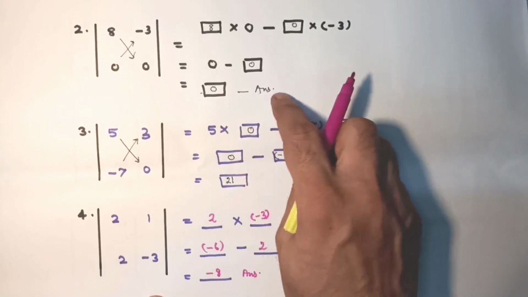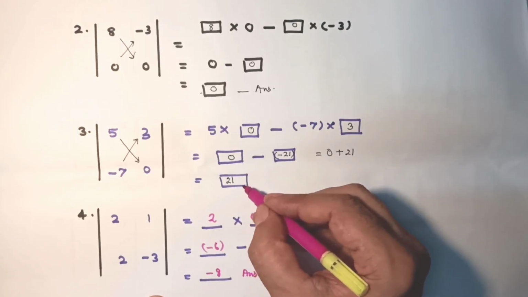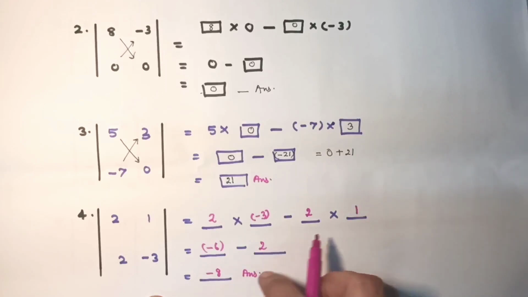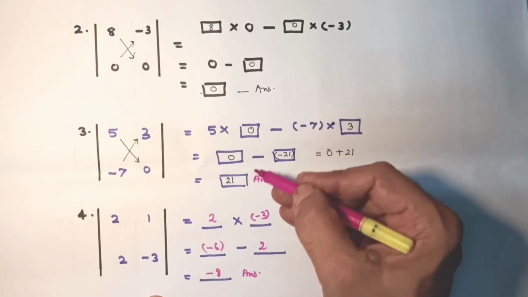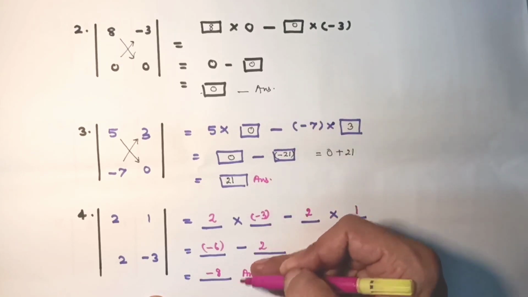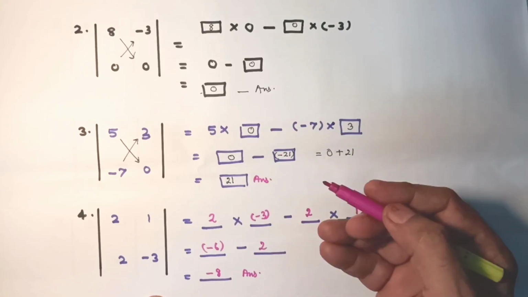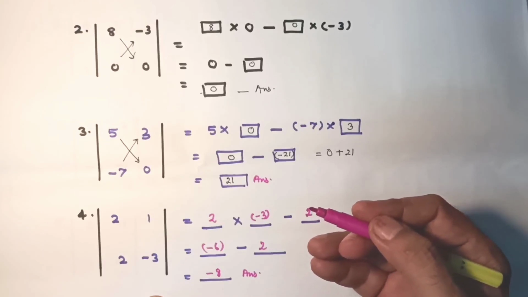Now you see your answer was 0, 21 which is positive, whereas minus 8 which is negative. So you can get the value of a determinant as a 0, positive or negative. So these three examples show that the value can be positive, negative or 0 also.